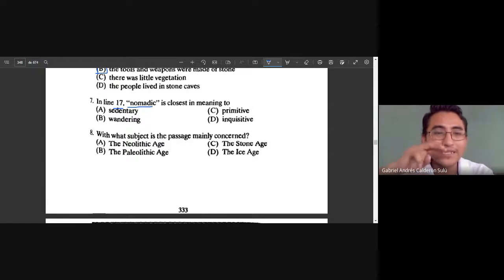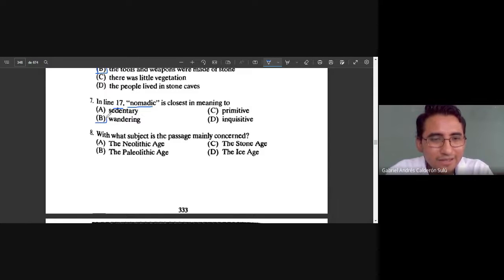So okay, the question is, in line 17, nomadic is closest in meaning. You're looking for a synonym. So if you don't see a synonym, you can see the opposite, and the opposites are not here. Sedentary, for example, is the opposite, so this is not the answer. Option C, primitive, is something that is not about the text. And the word inquisitive is talking about an examination, an investigation. So again, wandering is the correct answer.